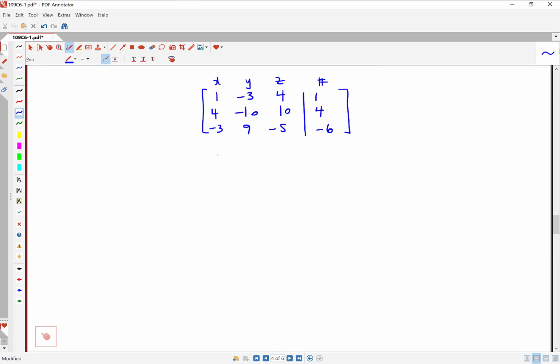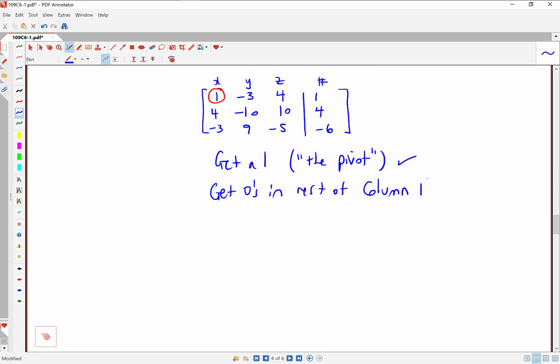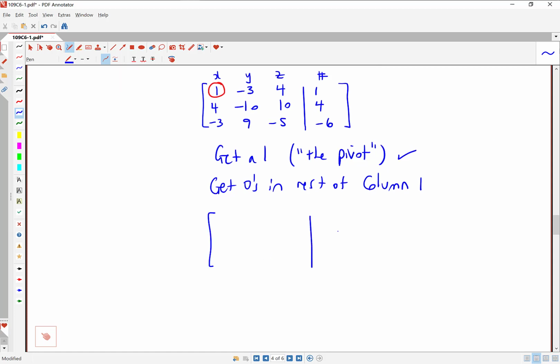Now let's think about what we're trying to accomplish here. We're trying to get a 1, otherwise known as the pivot, in the upper left. And that's actually already done for us. So happily, the numbers are just working out nicely in this problem. Once you've got your pivot, then you want to get zeros in the rest of that column. So we're going to get zeros in the rest of column 1. And the operation that you do to create zeros is you go current row minus an appropriate number times your pivot row, where the appropriate number is just whatever number you're trying to get rid of.